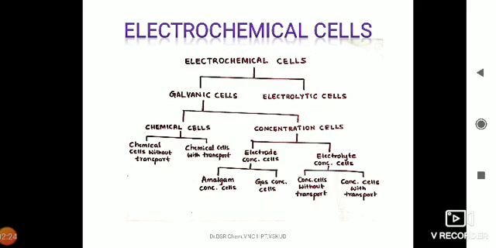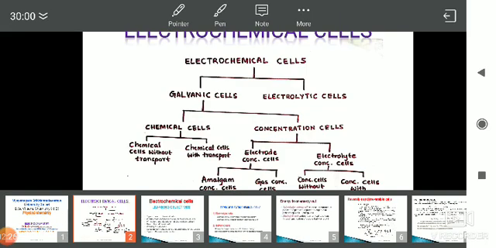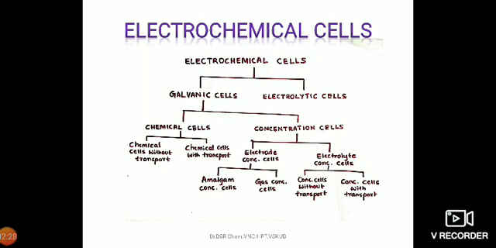Whereas in concentration cells, electrical energy is produced due to a physical change taking place within the cell. And this involves a transfer of matter from one part of the cell to the other. That is the concentration cell.